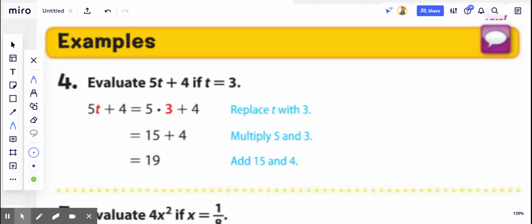All right, let's look at example 4. It says evaluate 5t plus 4 if t equals 3. Well, 5t means 5 times t, whatever t is, plus 4. They tell us what t is. They said t is 3. So they replace t with 3. So 5 times 3 plus 4. Well, 5 times 3 is 15. And then 15 plus 4 is 19.